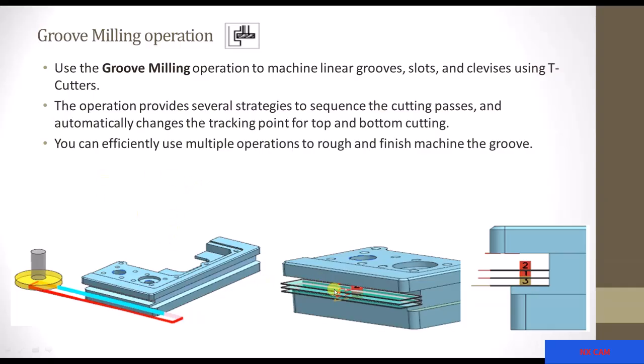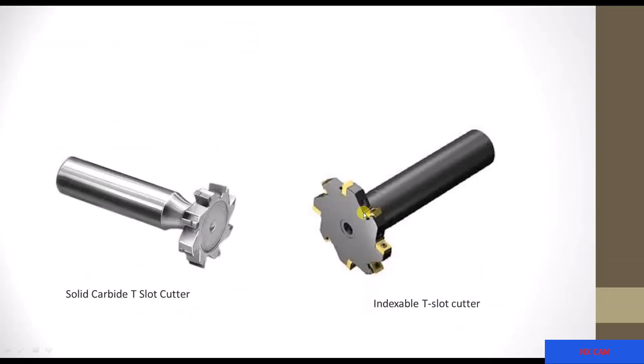Like if you want to cut in multiple depth, so it is possible, and if you want to cut in multiple pass, so again that is also possible. And we have some more cutting options, so that we can create finishing or roughing operation for this groove. And for tool we can use solid carbide tool or indexable T cutter tool for this kind of operation. So this linear groove will only work with this T cutter type tool, right?